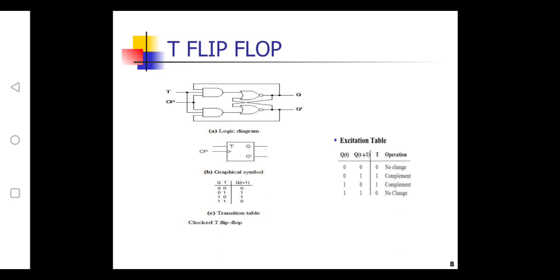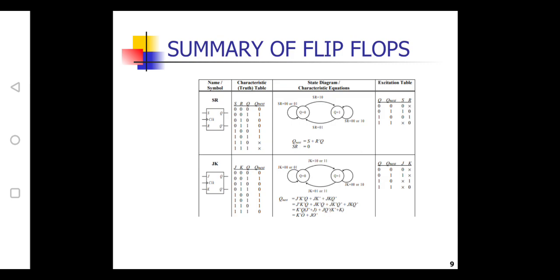So in the transition table, if we observe, the first row represents Qt is 0, Qt plus 1 is also 0. If both are 0, T equal to 0. Similarly, the next combination is Qt is 0, Qt plus 1 is 1, for the second row, for which T equal to 1. So we observe that the transition table of a T flip-flop is equivalent to the excitation table of a T flip-flop. This is how to write down a transition table as well as an excitation table of a flip-flop.